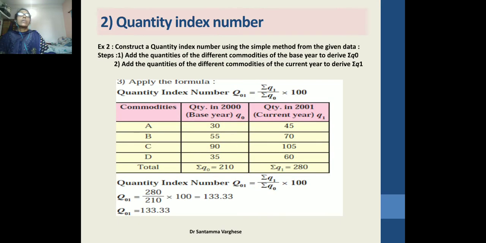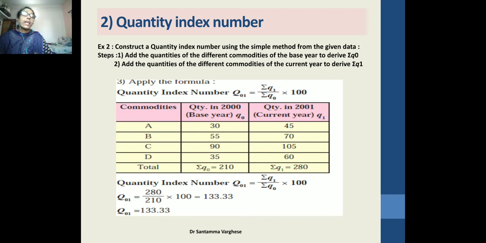Next, we are going to calculate the quantity index. Again, the schedule is given. Construct a quantity index number using the simple method from the given data. Step 1: Add the quantities of the different commodities of the base year, that is summation of Q0. Add the quantities of different commodities of the current year, that is summation of Q1. Q means quantity, which is what we are going to study, the quantity index number.